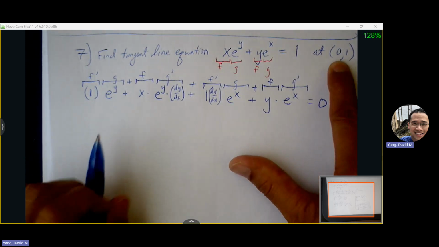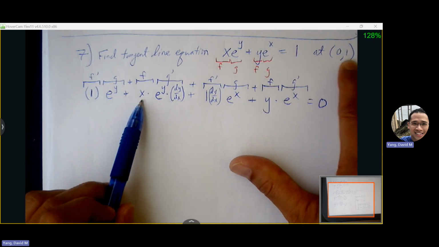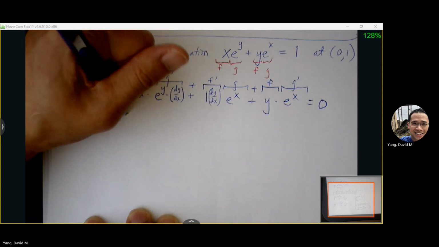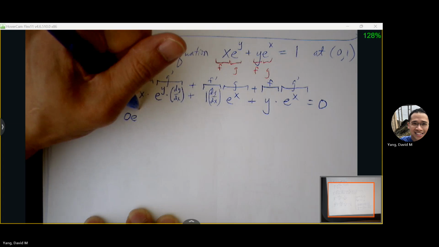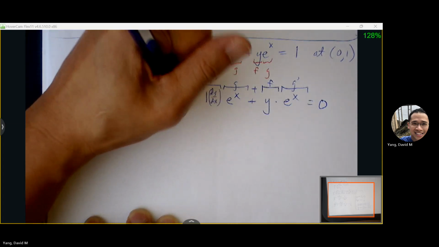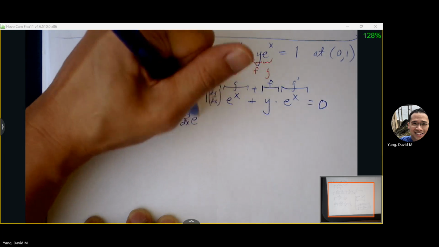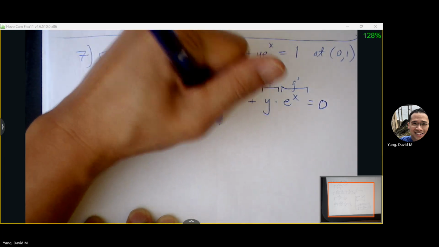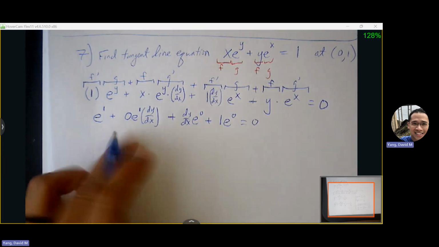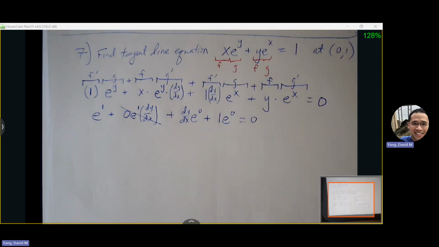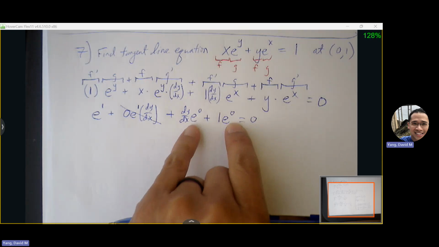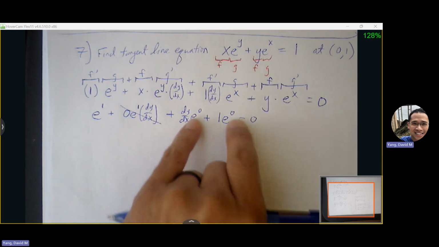Right, so I'll replace every x with 0. I'll replace every y with 1. And we should see a lot of things go away here. Anything times 0 is just 0, so that wipes out. Anything to the first power is just itself. What's anything raised to the 0 power? 1, good. So this becomes a 0, it becomes a 1.